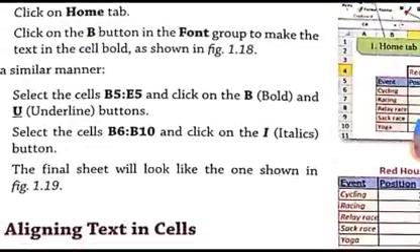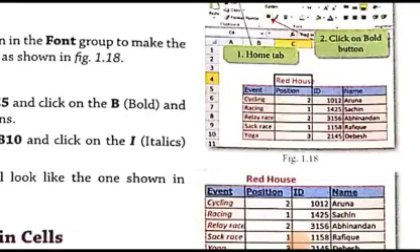Now we first select these 4 cells, and then click on B for bold and U for underline, because we want to make these 4 cells in the range B5 to E5 bold as well as underlined. Again, there are many remaining cells. These cells contain the different data corresponding to the different headers.